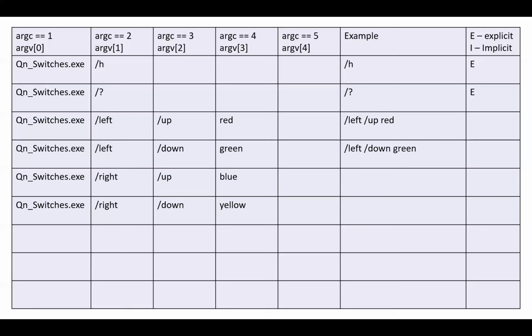For the right up, it would simply be /right, /up, and in this case, blue. And then for the right down, /right, /down, and then yellow. The key to note is the total number of arguments here. So for this to work, in other words, for you to be able to correctly call one of the options, you have to provide a total of 4 arguments.